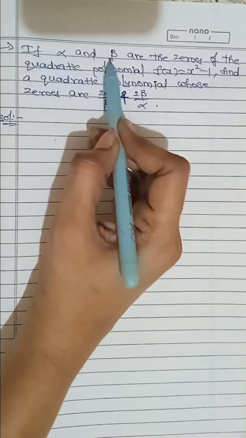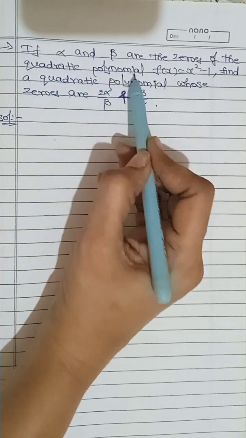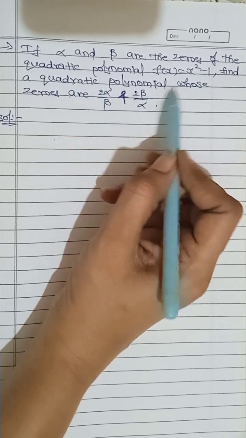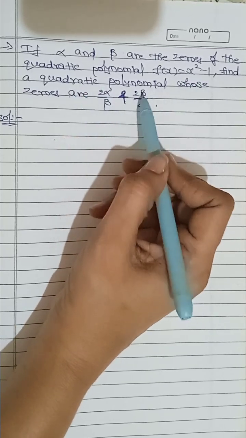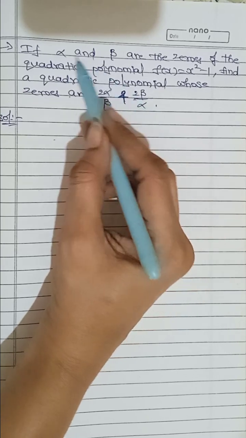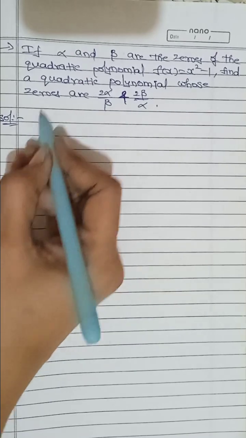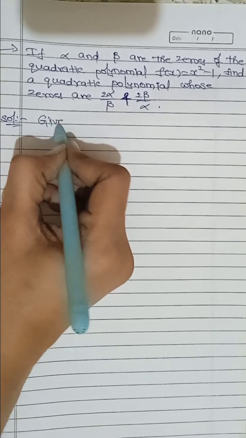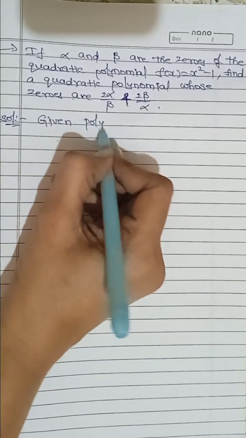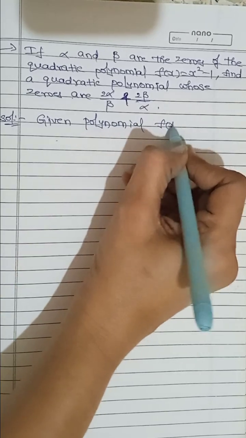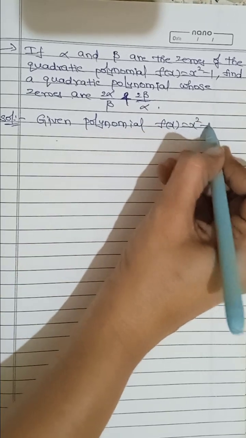Now our question is, if alpha and beta are the zeros of the quadratic polynomial f of x equal to x square minus 1, find a quadratic polynomial whose zeros are 2 alpha by beta and 2 beta by alpha. What is given? Alpha and beta are the zeros of the given polynomial f of x equal to x square minus 1.